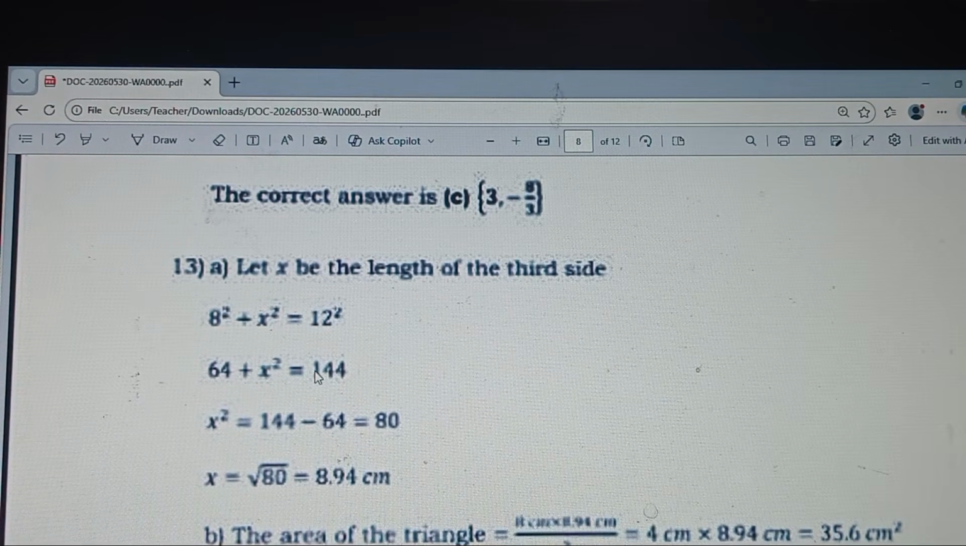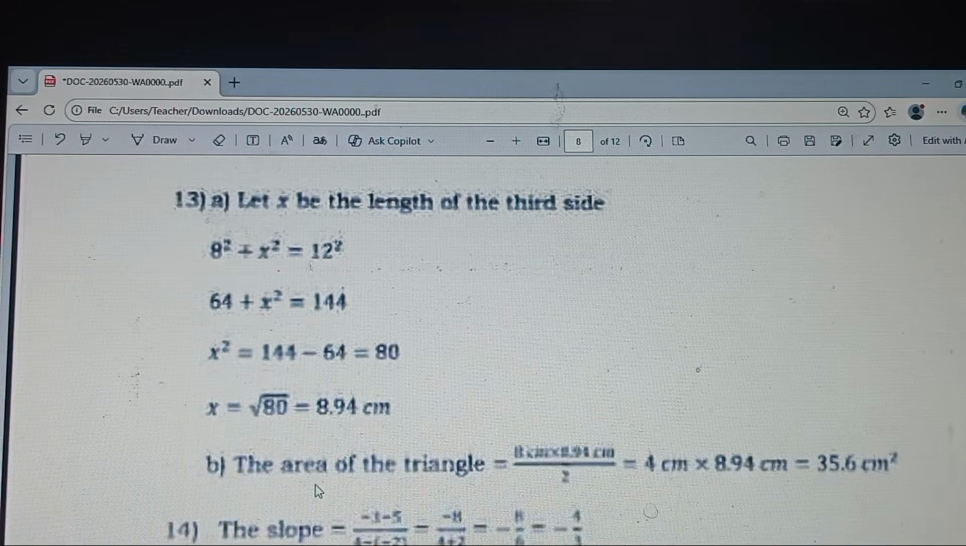The length of x. That is a question related to the Pythagoras theorem, which states that c square is equal to a square plus b square. We have the value of b and even the value of c, then you substitute, you get 64 plus x square is equal to 144, then you subtract, you get 80. Then the value of x is that one.